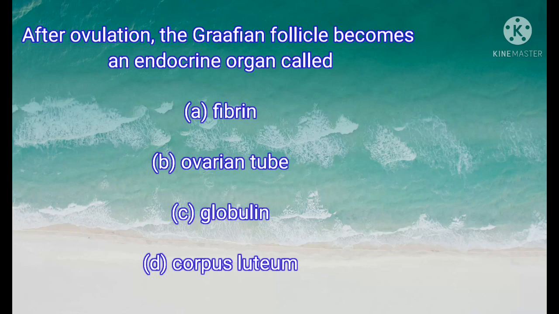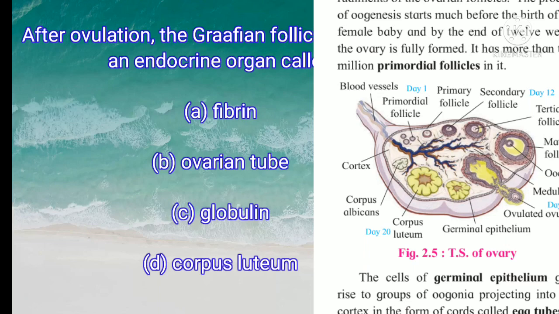And after the ovulation, the Graafian follicle becomes an endocrine gland, and this is a temporary gland. This temporary gland has a short life if fertilization does not happen, and this gland shows a yellowish color, as you can see here. This yellowish gland is the corpus luteum. It acts as an endocrine gland, and it is formed inside the ovary after ovulation, from the Graafian follicle or the mature follicle.